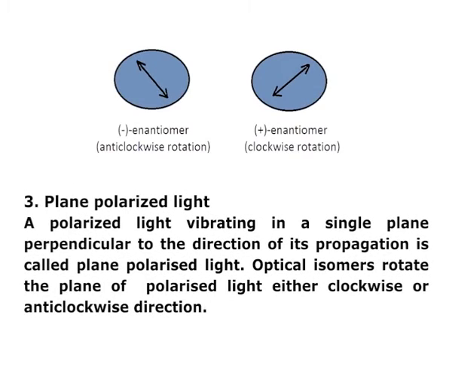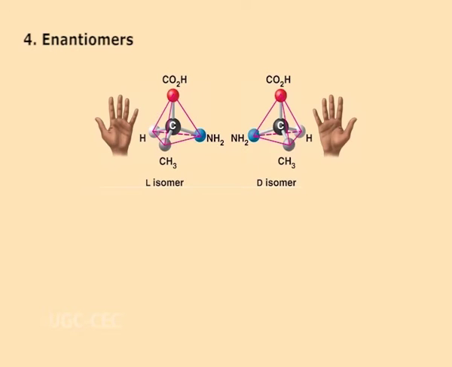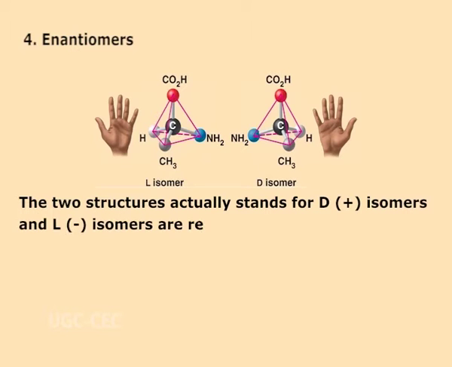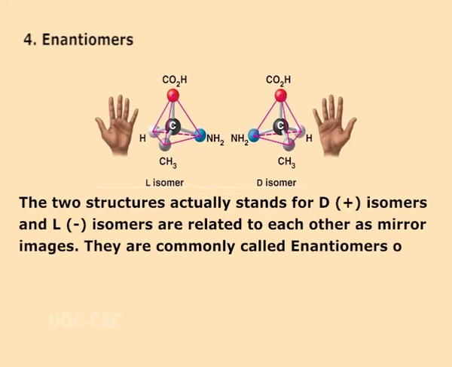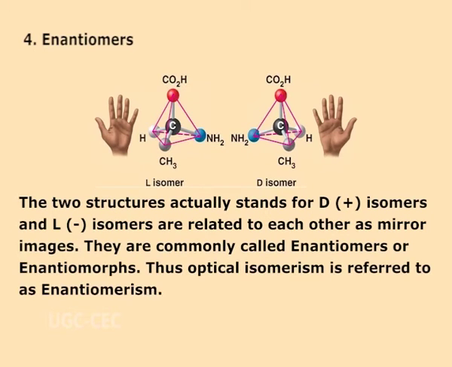Number 3, plane polarized light. A polarized light vibrating in a single plane perpendicular to the direction of its propagation is called plane polarized light. Optical isomers rotate the plane of polarized light either clockwise or anticlockwise. Fourth, enantiomers. The two structures, positive isomers and negative isomers, are related to each other as mirror images. They are commonly called enantiomers or enantiomorphs. Thus, optical isomerism is referred to as enantiomerism.